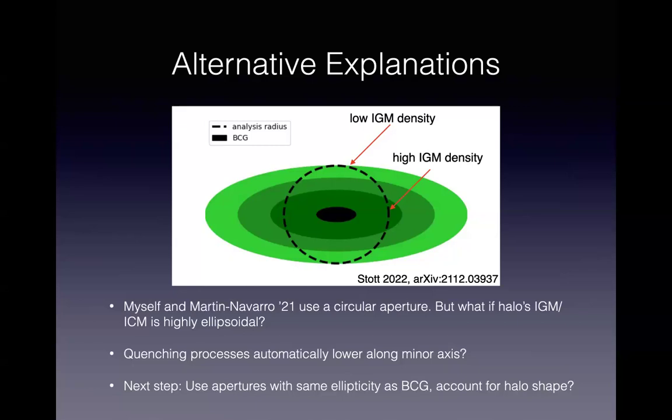So perhaps the next step would be to use an aperture that was either the same shape as the BCG or the same shape as the halo, if you had information on the halo shape from either the X-ray data or weak lensing.